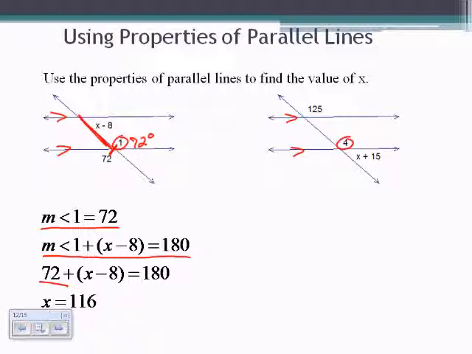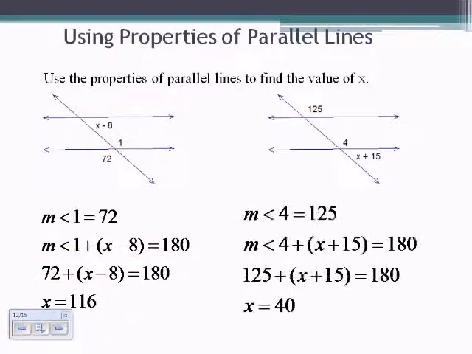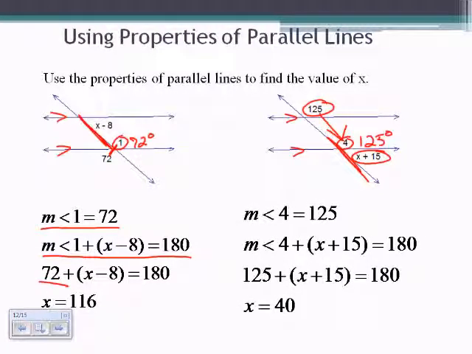Similarly, on the right, we have angle 4 and angle 125 being in the same spot. We're going to bring 125 down by the corresponding angle postulate, 125 degrees here. We know that these two angles have a linear pair set up, so they equal 180 degrees. Measure of angle 4 is equal to 125 by the corresponding angle postulate. Measure of angle 4 plus x plus 15 equals 180. 125 plus x plus 15 equals 180. Solving, we're left with x is equal to 40.